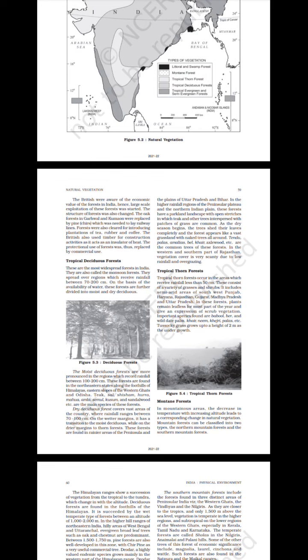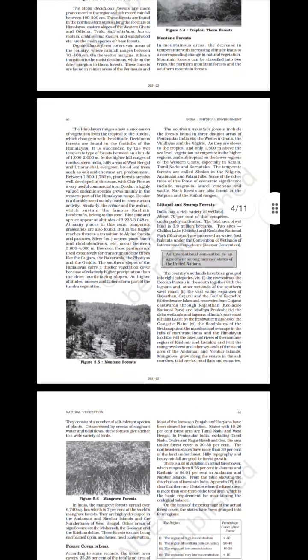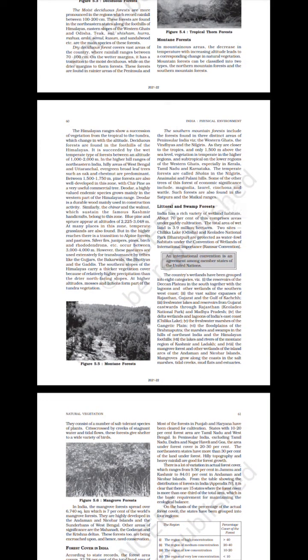Montane forests. In mountainous areas, the decrease in temperature with increasing altitude leads to a corresponding change in natural vegetation. Mountain forests can be classified into two types, the northern mountain forests and the southern mountain forests. The Himalayan ranges show a succession of vegetation from the tropical to the tundra, which changes with the altitude. Deciduous forests are found in the foothills of the Himalayas. It is succeeded by the wet temperate type of forest between an altitude of 1000 to 2000 meters.